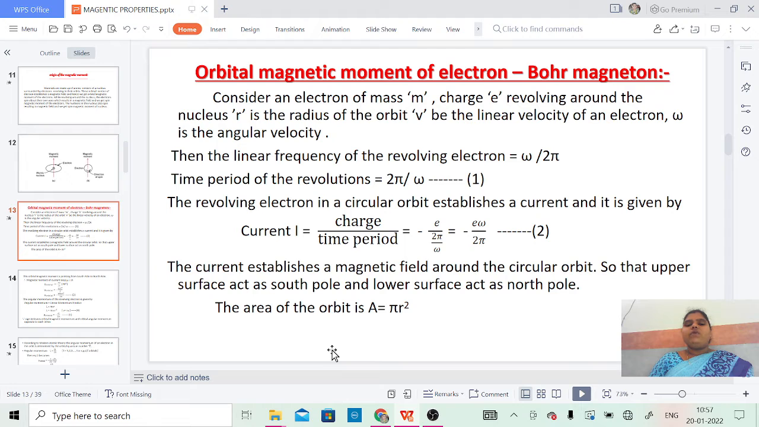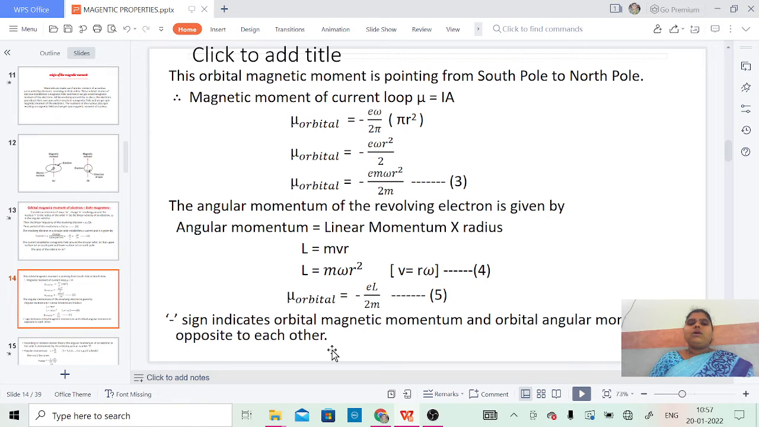Now the area of the orbit A equals pi r squared, because the area of a circle is pi r squared, and the electrons are revolving in an orbit. So this orbital magnetic moment is pointing from south pole to north pole. The magnetic moment of the loop mu equals I A, as we said earlier in the definitions.